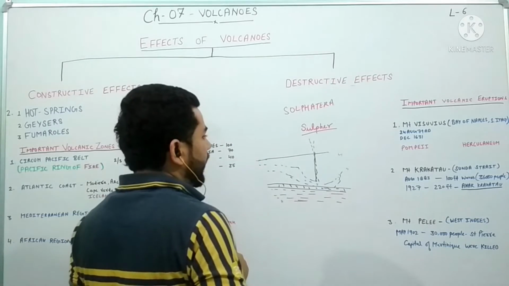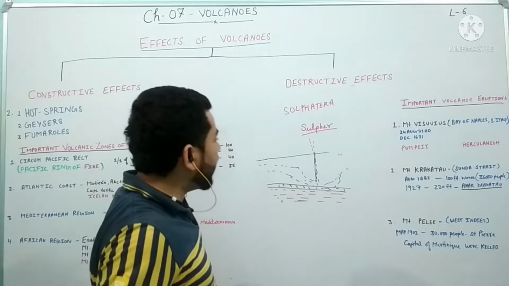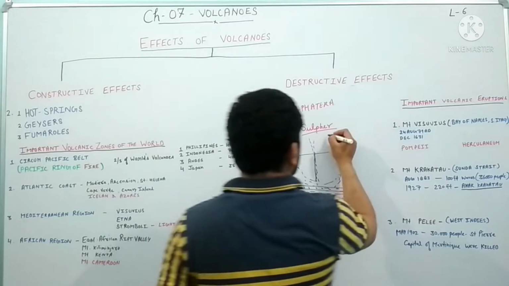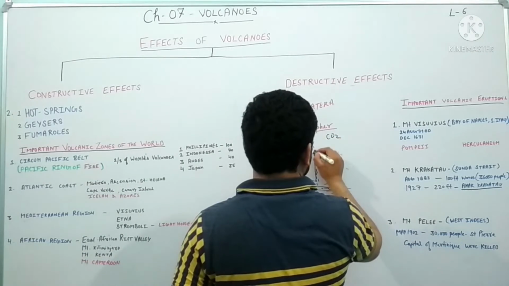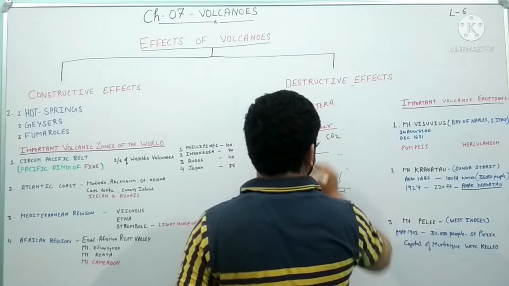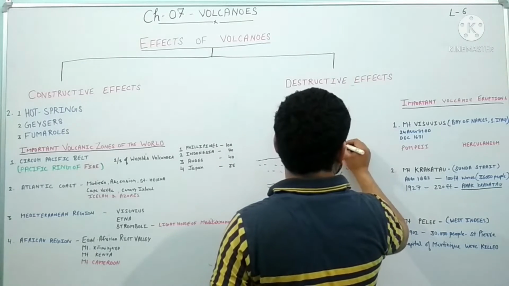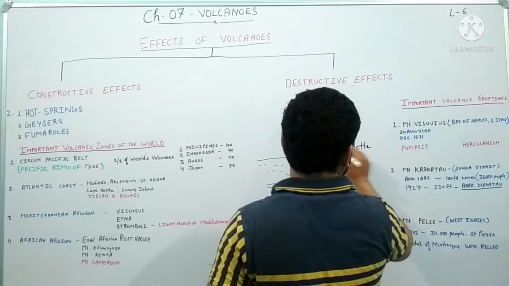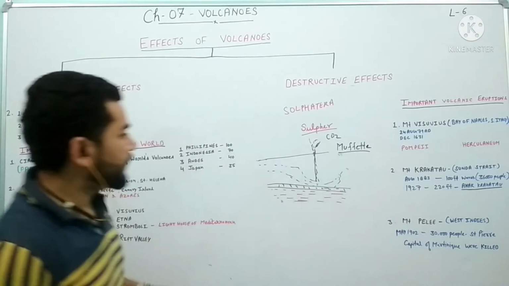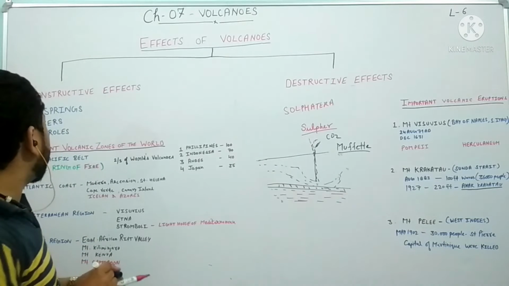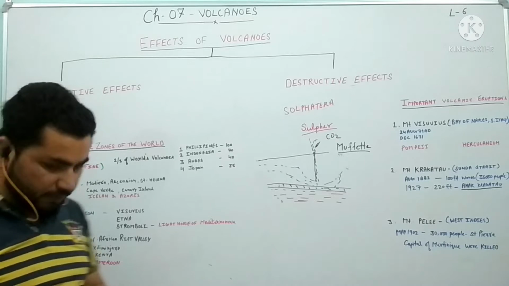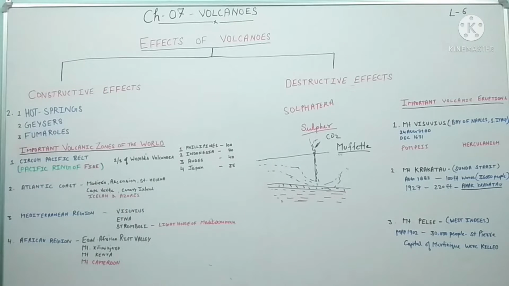Okay, and if only carbon dioxide, CO2, comes out from the fumaroles, then it is called mofette. Mofette, check the spelling, okay? So these are the effects of volcanoes, the constructive effects of volcanoes.